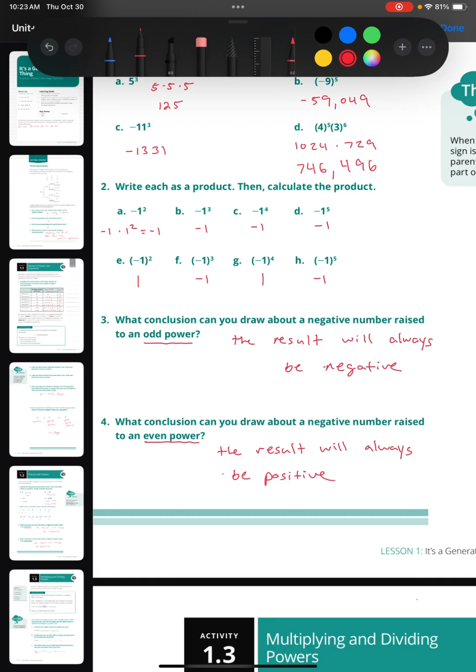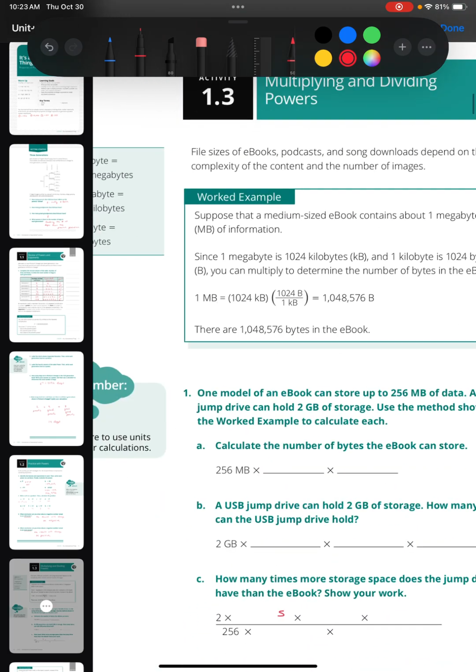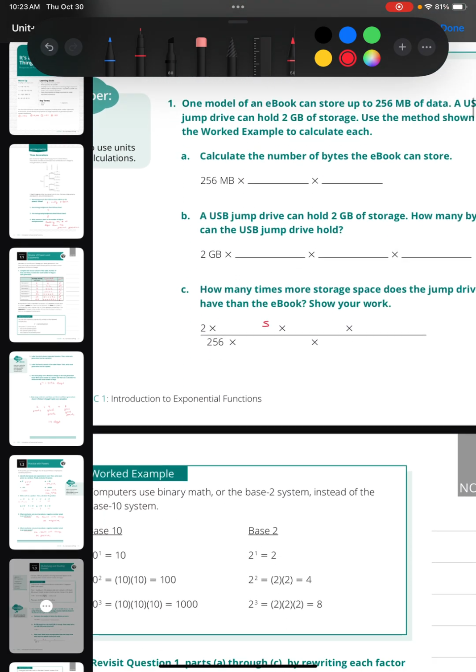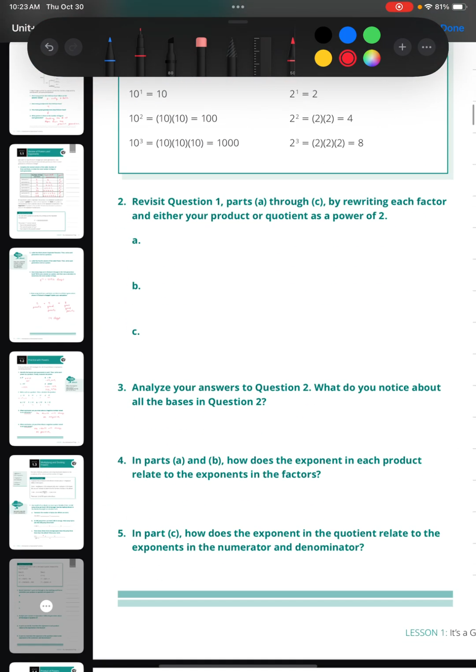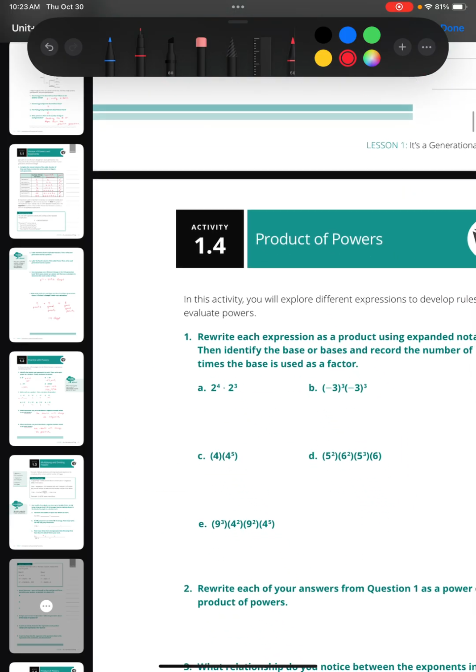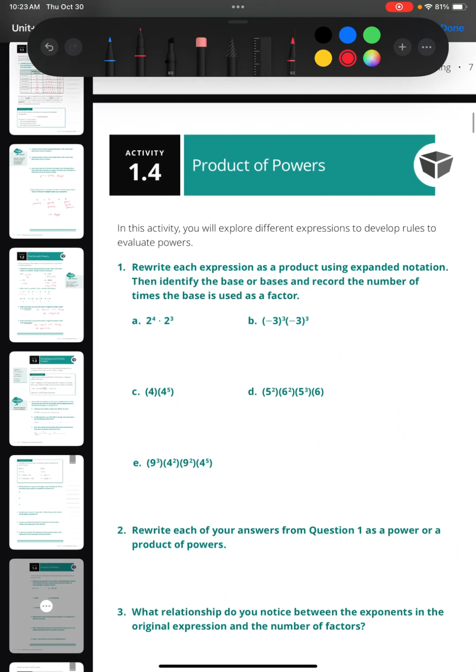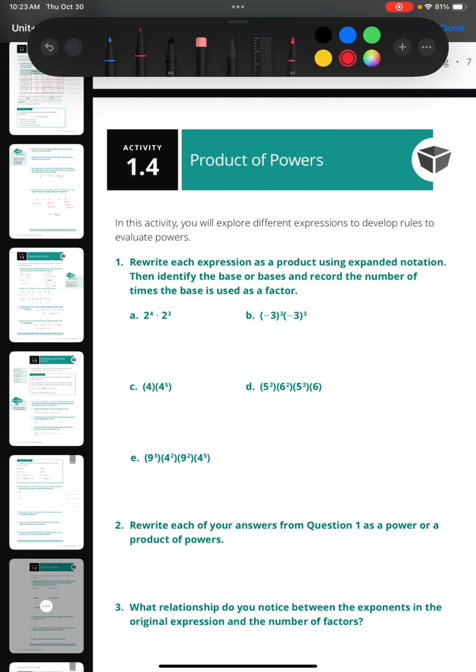All right, so we are actually going to skip past 1.3, which is the next 2 pages. And we are going to go to 1.4, and we're going to look at the product of powers rule. It says in this activity, we're going to explore different expressions to develop rules to evaluate powers. So it wants us to rewrite each expression as a product using expanded notation, then identify the base or bases and record the number of times that base is used as a factor.